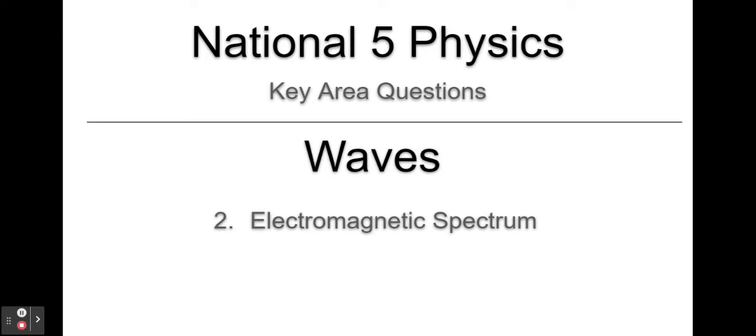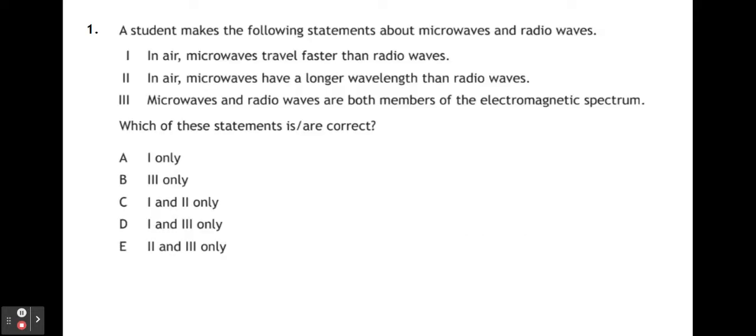Hello. Today we're going to have a look at the second key area of the National 5 Physics Waves unit, electromagnetic spectrum, and we're going to answer some past paper questions about it. So, question number 1, a multiple choice question.